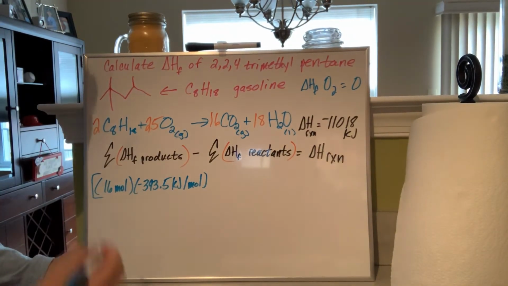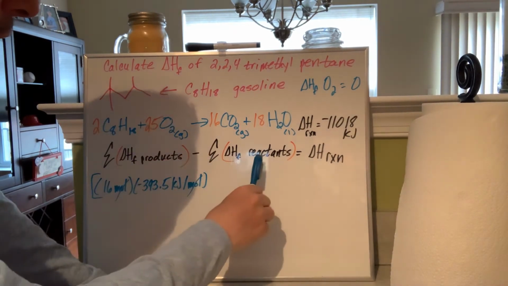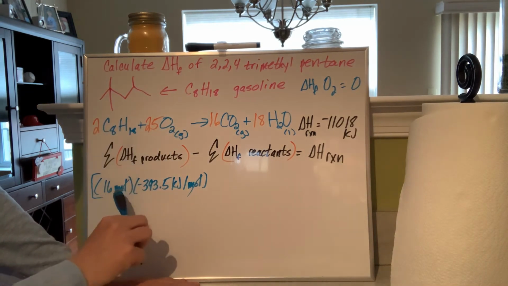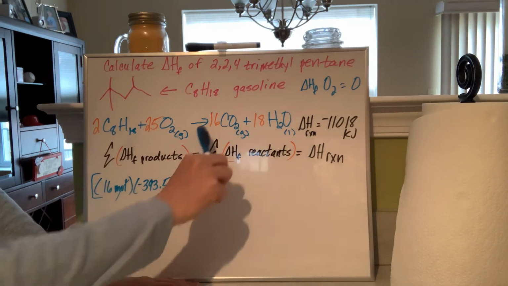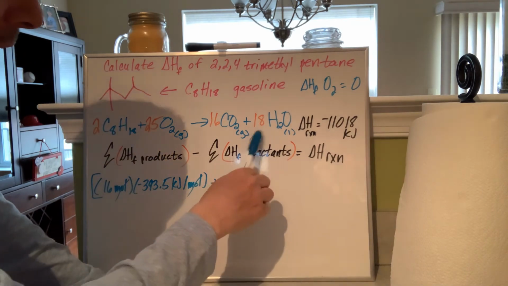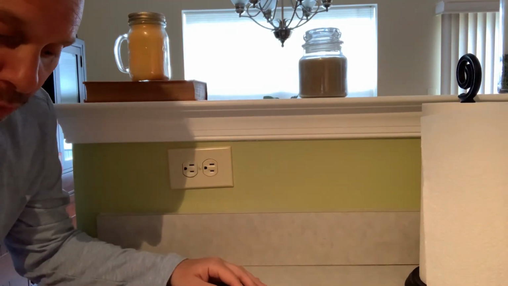Okay, our mole unit, of course, is going to cancel out like so. All right, so it's the summation of the products. Sorry, I was looking at the reaction. Summation of the products. So this is the first part. CO2 is that, and there's 16 moles. Now we've got to do plus. All right, now we have 18 moles of H2O liquid. Okay, so we have 18 moles of water.